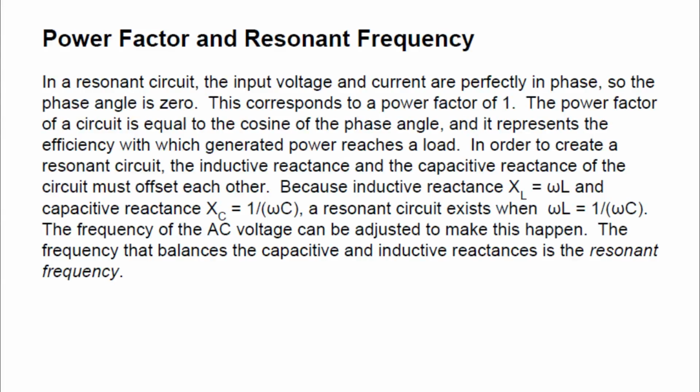The frequency of the AC voltage can be adjusted to make this happen. So we're talking about the frequency in your sinusoidal voltage. The frequency that balances the capacitive and inductive reactances is the resonant frequency. When we say it balances, that's what we're talking about. At that resonant frequency, the capacitive reactance and the inductive reactance are going to balance each other out. Basically, they're going to cancel each other. And whichever frequency accomplishes that is the resonant frequency.